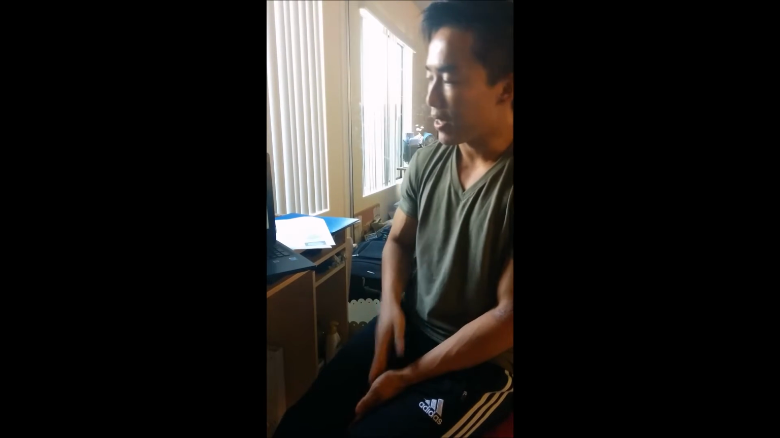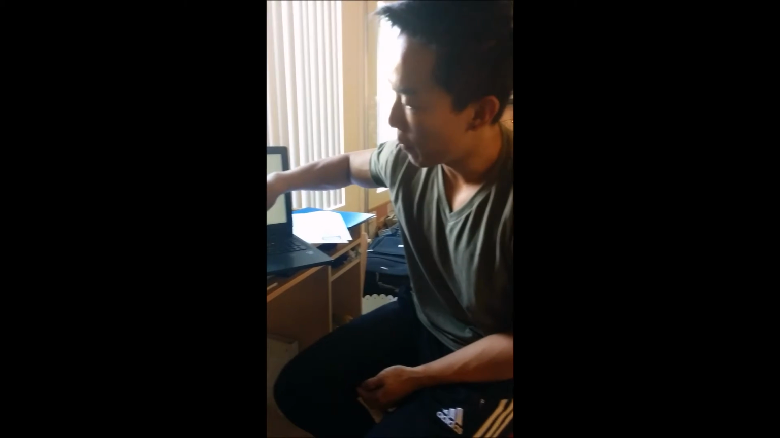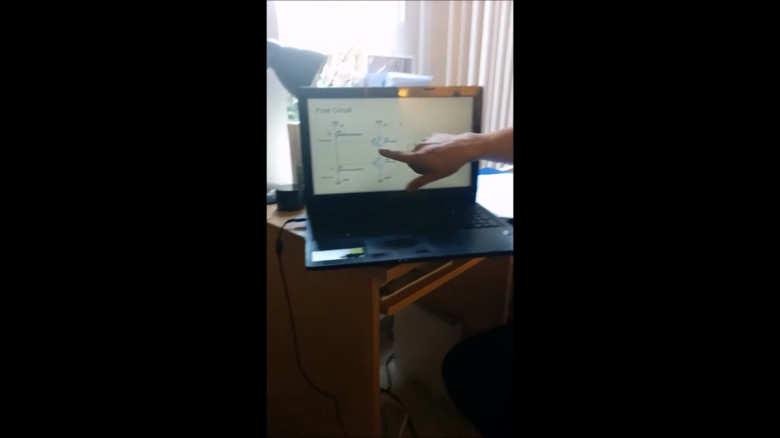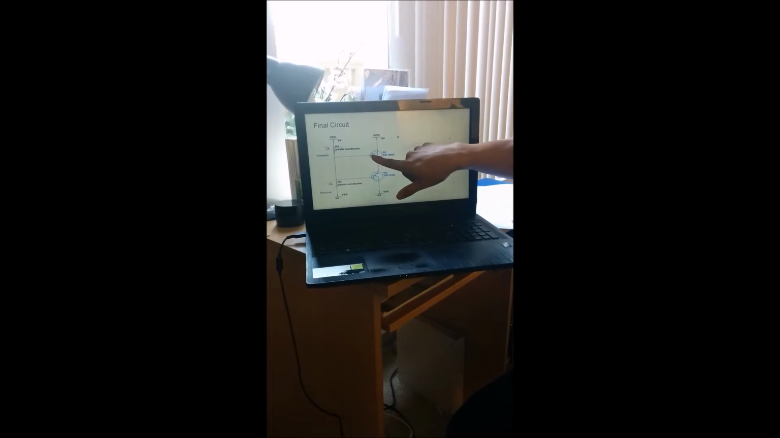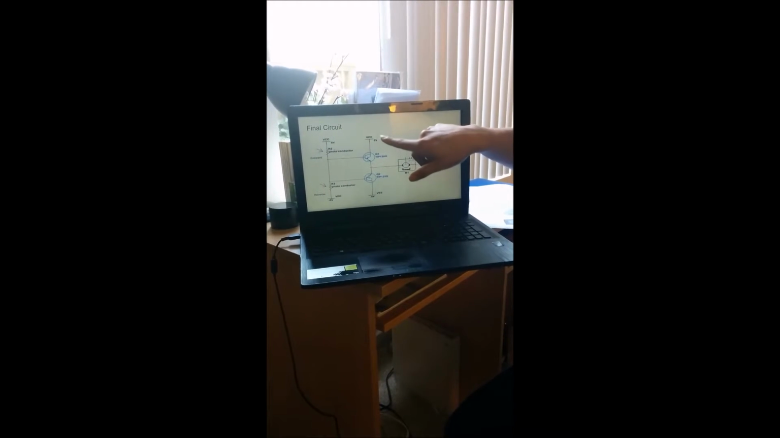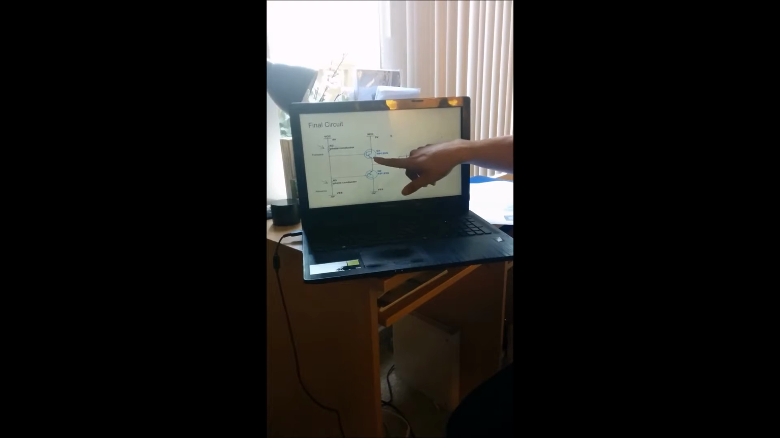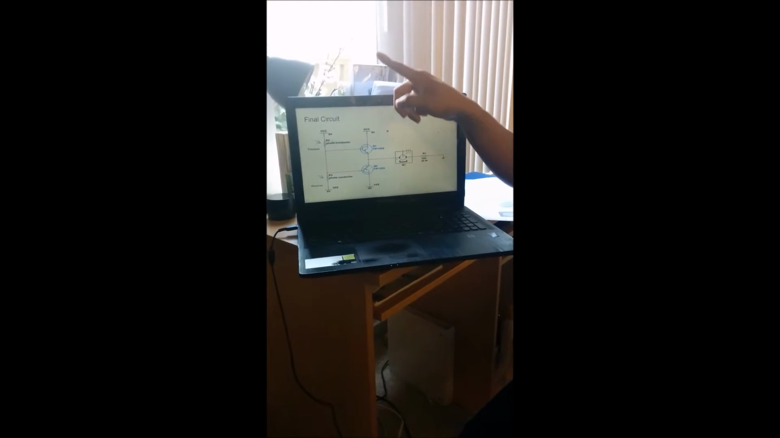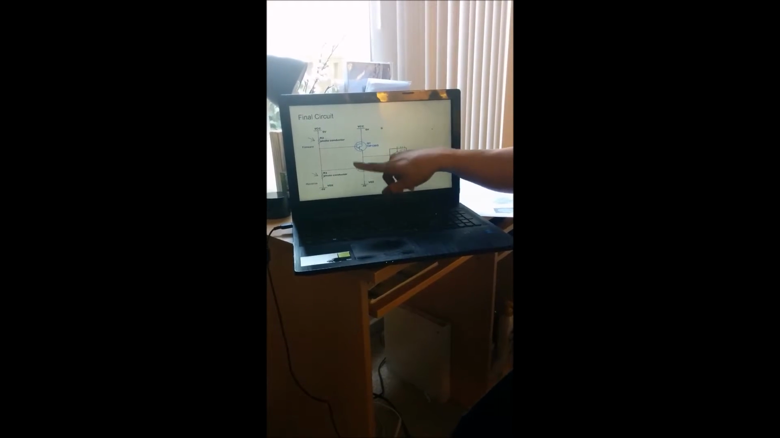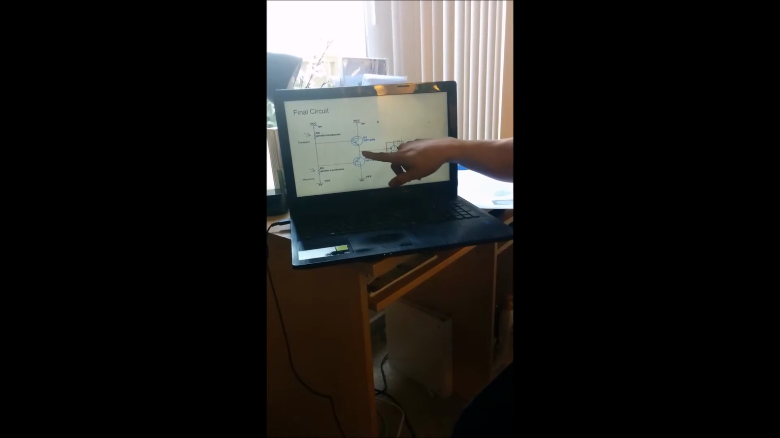And another difference for these two transistors is that an NPN transistor is turned on when current is flowing into the base, and a PNP transistor is turned on when current is flowing out of the base. So what that means is in order for our top NPN transistor to be turned on, we must have a positive voltage at the base relative to a negative voltage at the emitter. And for our PNP transistor, we must have a negative voltage at the base relative to the emitter.